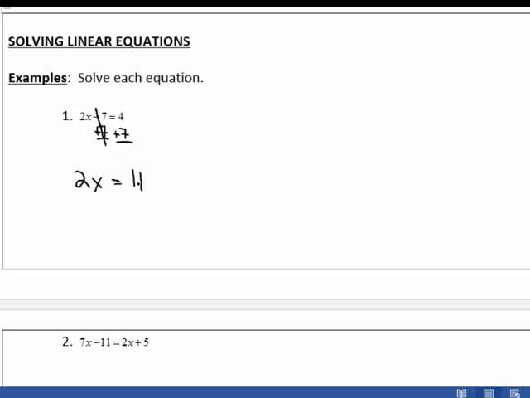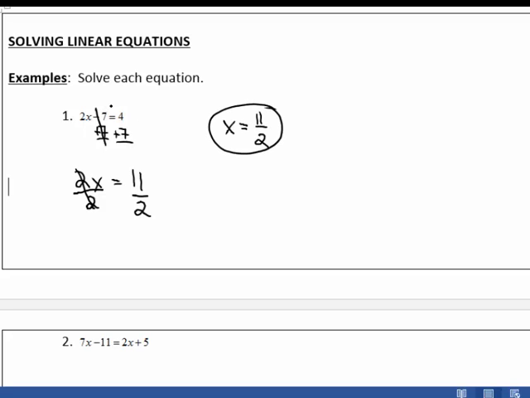So I've got to divide by the coefficient of x, which will always be our last step, to divide by that coefficient of x. Alright, why does that work? Because 2x divided by 2 is just equal to x. So I get my answer as x equals 11 over 2.